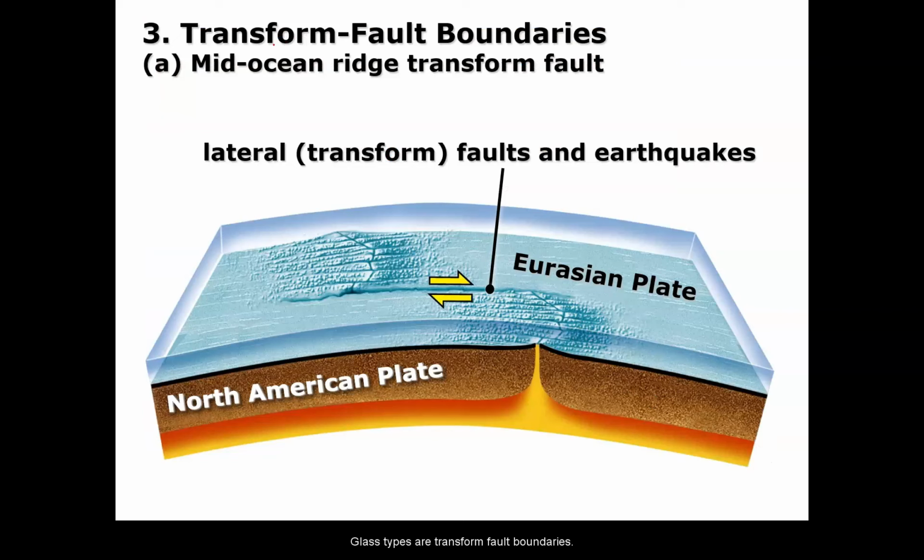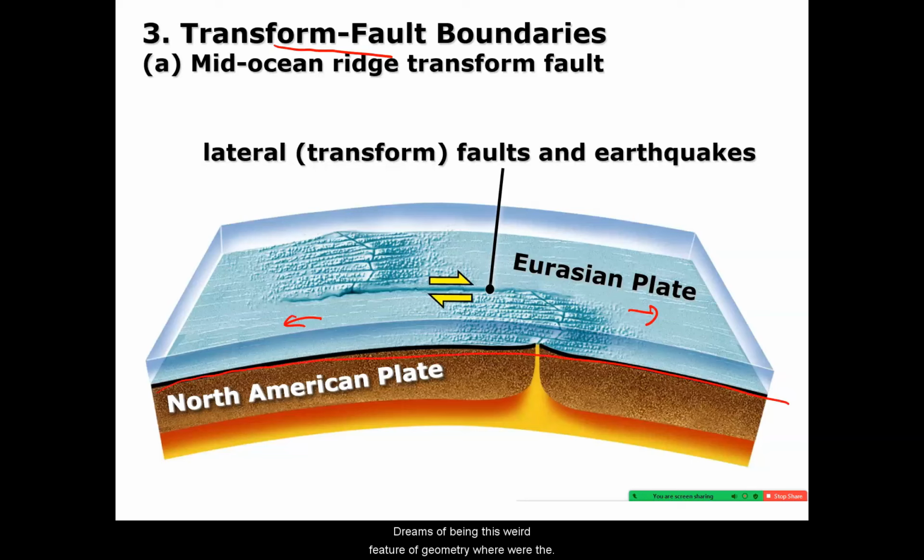Last types are transform fault boundaries. At a mid-ocean ridge where these plates are moving apart, because plates aren't flat, they're curved, like we can see here with Earth's surface, there ends up being this weird feature of geometry where the mid-ocean ridge itself ends up being offset in certain spots. Here, the plates are moving apart. Here, the plates are moving apart. But in between to connect these ridges is an area where the plates are sliding past each other. That's called a transform fault.